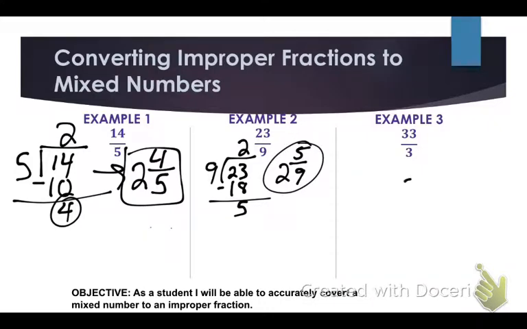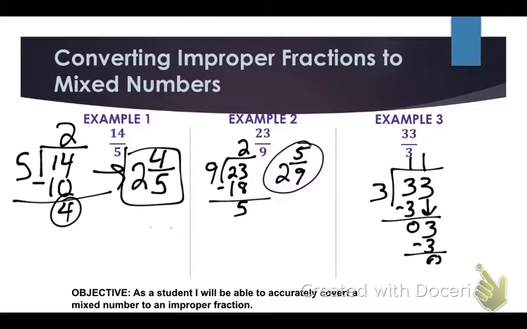Last one, 33 divided by 3. I really like this one. 3 goes into 3 one time. 1 times 3 is 3. Subtract, we get 0. Hey, we have something to bring down. 3. 3 goes into 3 once. 1 times 3 is 3. We subtract, 3 minus 3 was 0. There's nothing left over. There's no numerator. We don't write this. When there's 0, that's not a numerator. Our answer is just simply 11. That's all it is. That one's there to trick you.